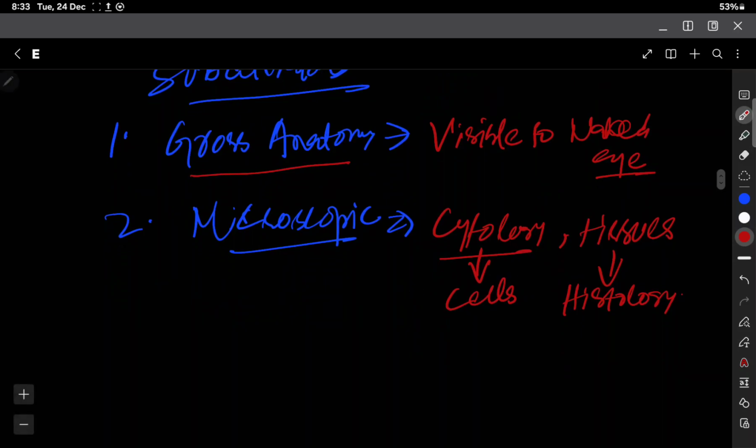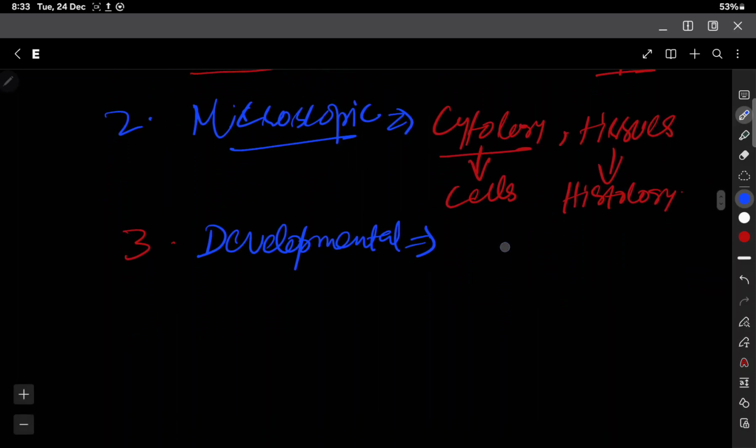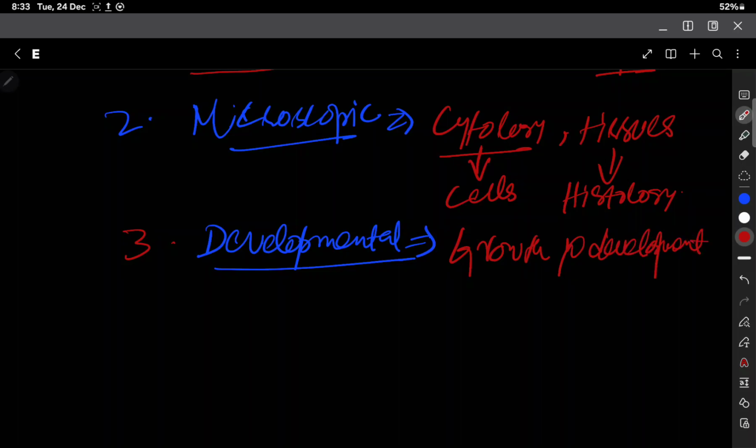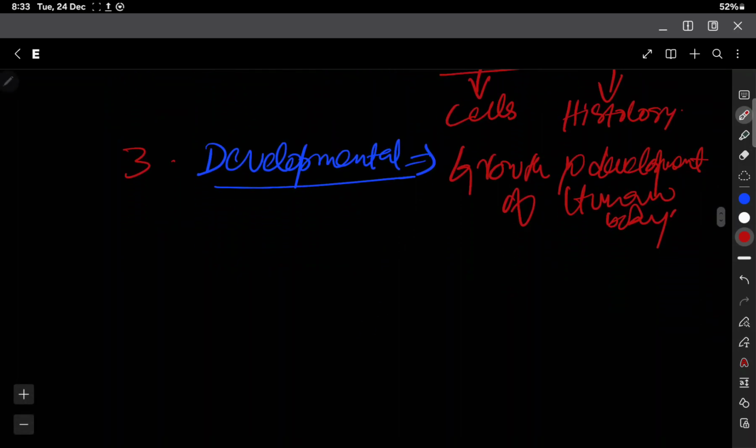Now we have the third one, developmental anatomy. So what is developmental anatomy? Developmental anatomy means we will be studying the growth and development of the human body. That we will be calling developmental anatomy. Now next is pathological anatomy. These are the various subdivisions.